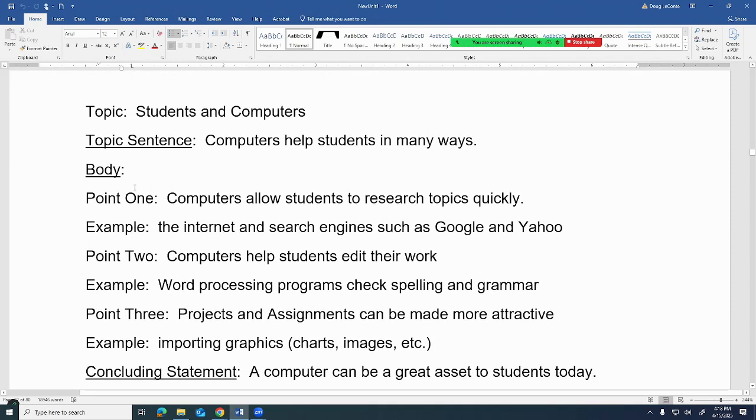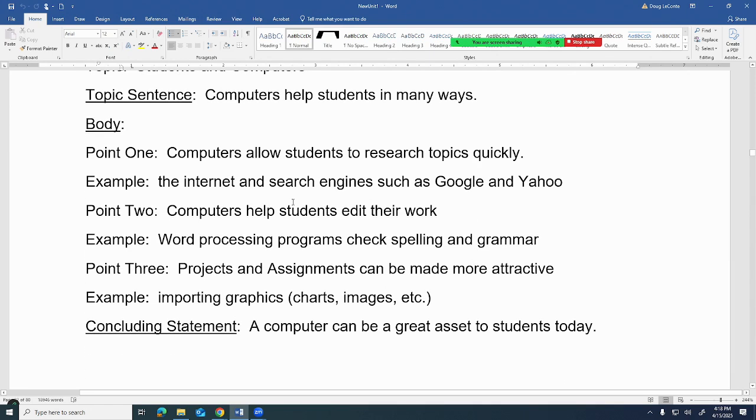we start to work on the body. So we're just putting these down as points to start off with. We're not worrying about them being sentences even though some of these are written in sentences. You don't have to start off with this outline. So the first point we're going to make is computers allow students to research topics quickly.